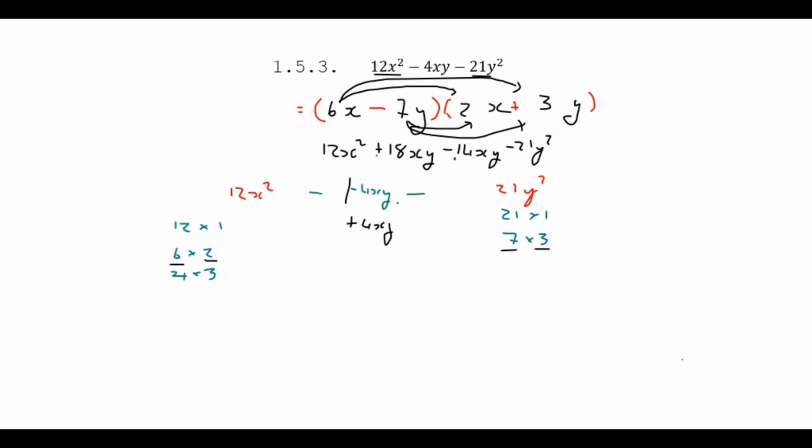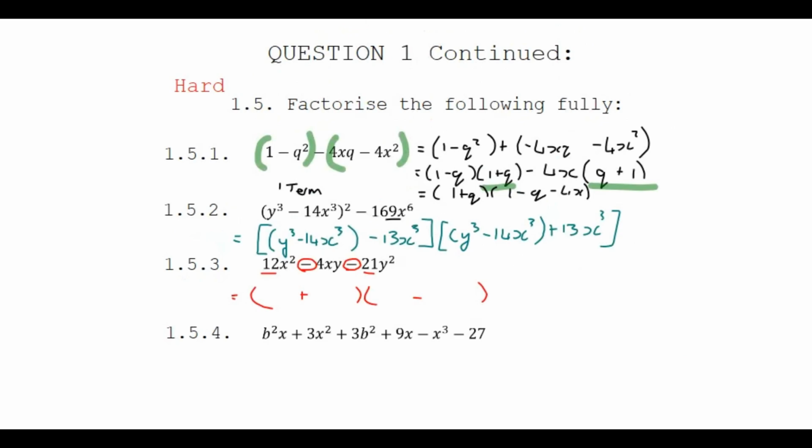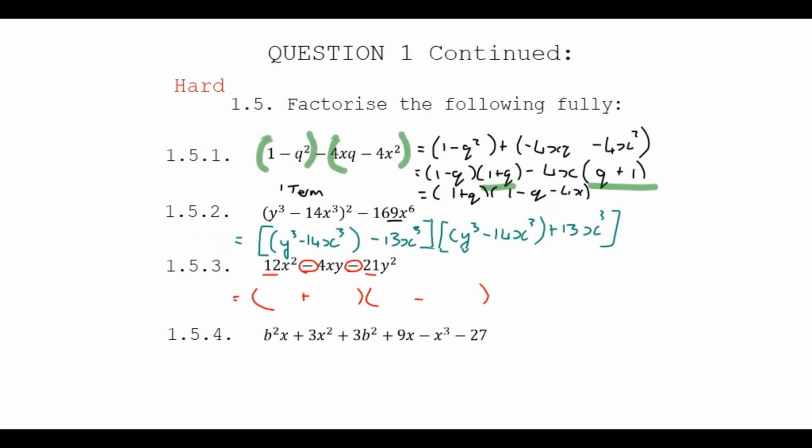We wanted minus. So what we do now is we just take the plus and the minus and we switch them. So what that would look like is we erase. Where it was plus, we now make it minus, and where it was minus, we make it plus. And there we've got our answer. 6x plus 7y times 2x minus 3y. Alrighty. So let's go back to our questions.